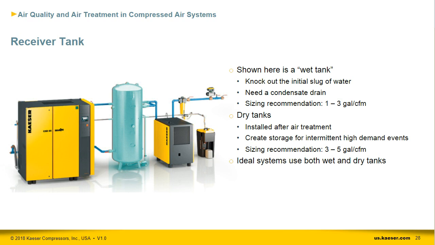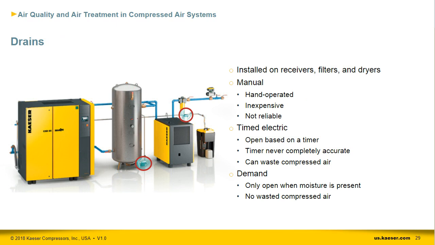Next, we have drains. These should be installed on receiver tanks, filters, and dryers. There are three basic types of drains: manual drains, timed electric drains, and demand drains. Manual drains are exactly what they sound like. They're simply a hand-operated valve, and they're only as reliable as the person responsible for checking them. They're inexpensive, but not really the best choice for consistent and reliable moisture protection.